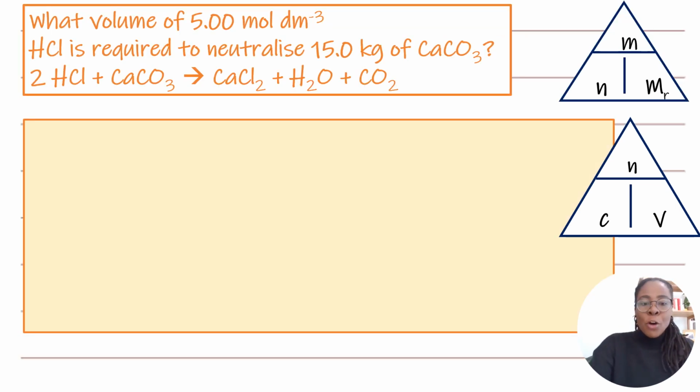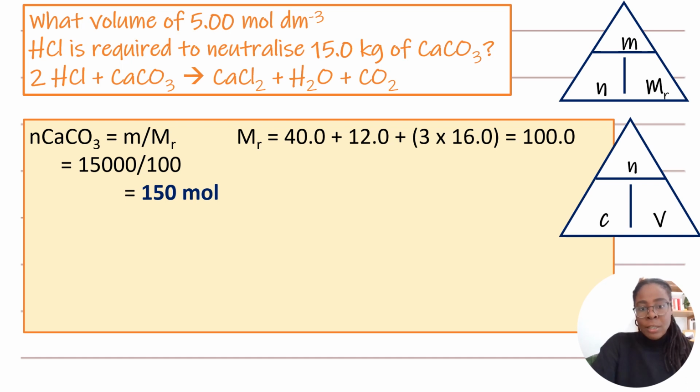Next, what volume of 5.00 moles per dm cubed HCl is required to neutralize 15.0 kilograms of CaCO3? So we're given enough information for the calcium carbonate, the CaCO3, to calculate the moles as mass over Mr, making sure that we first convert our mass to grams by multiplying by 1,000.